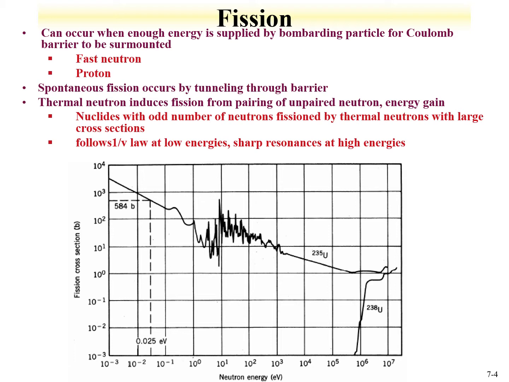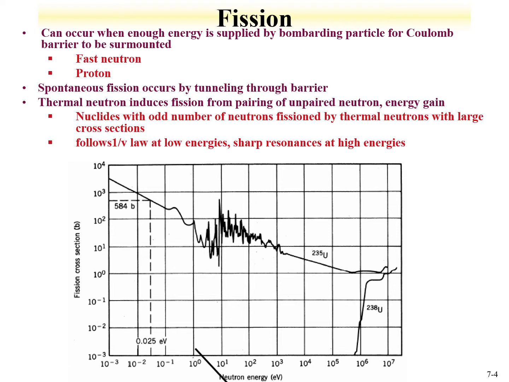As we've already said with Georgy Flerov's work, spontaneous fission is fundamentally similar to alpha decay, where we get tunneling through a barrier. We've already discussed that a thermal neutron can induce fission from pairing of unpaired neutrons. That pairing produces energy, and that energy goes into the nucleus, which can be useful for inducing the fission.